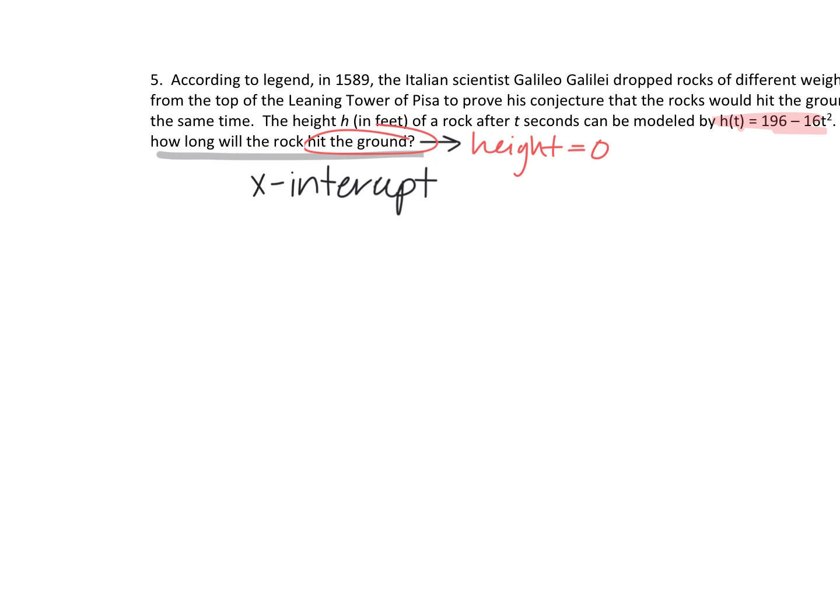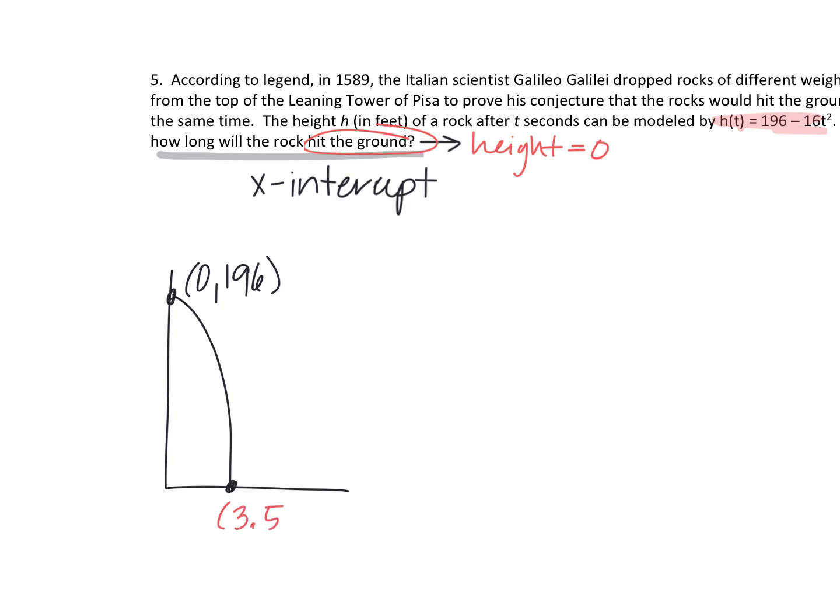So go ahead and graph it, and you'll see that it starts at 196 and then it drops to the ground. It's like an actual visual representation of what would happen here. Draw a picture, please. It starts at 196 feet off the ground, if you're asked about that, and then it hits the ground at 3.5. 3.5 what? Yes, it hits the ground. The rock, I should write a sentence. The rock hits the ground after 3.5 seconds.